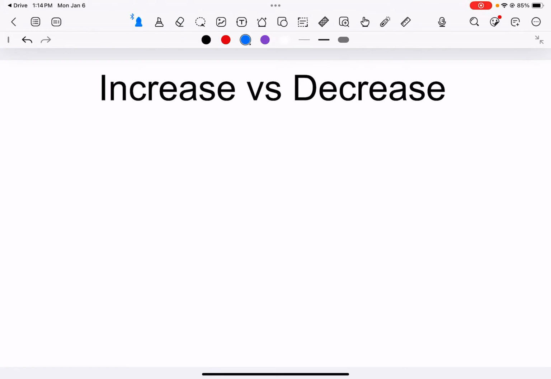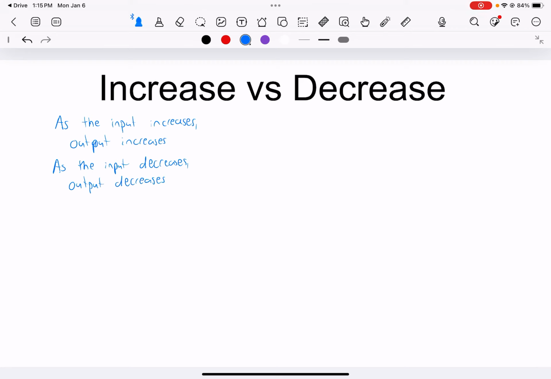This lesson is on identifying intervals of increasing and decreasing in a function. A function increases when, as the input increases, the output also increases, or as the input decreases, the output also decreases.